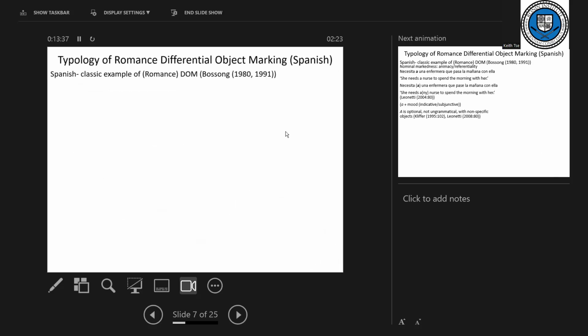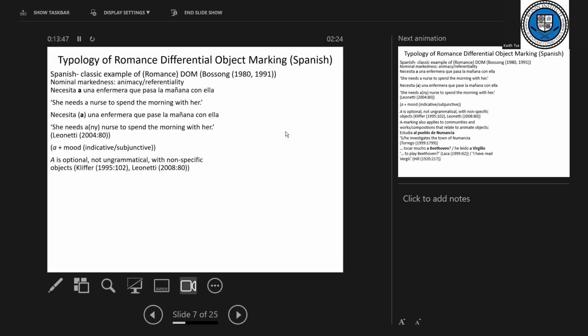All right. So if we look at the typology of the micro variation of Romance Dom, we start with Spanish. Spanish is a classic example of Dom, as people like Bossong have noted. Right, here is a very similar example to the one that we saw some slides ago.